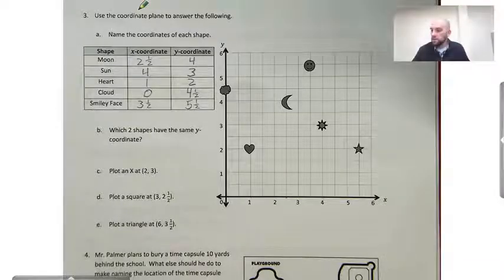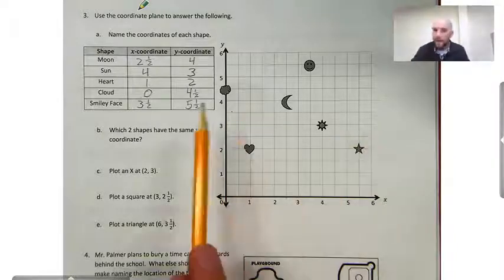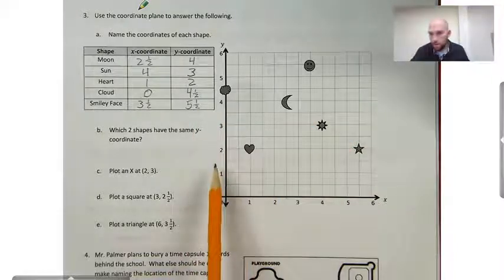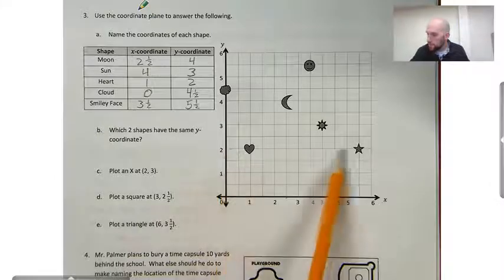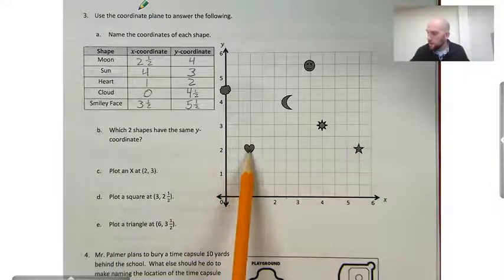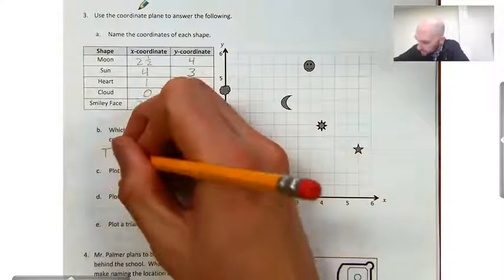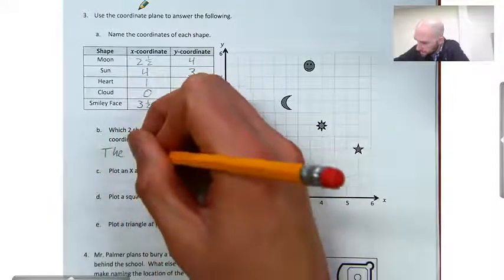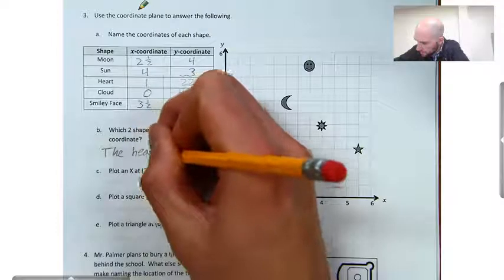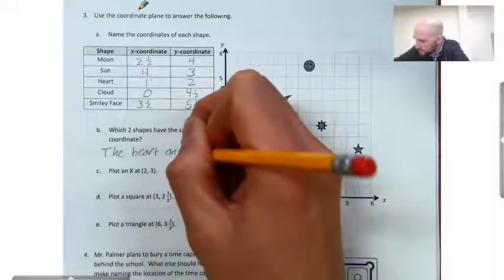Letter B says which 2 shapes have the same y coordinate. So we're going to look for 2 that are on the same line here. And it looks like the only 2 that are on the same line are here on number 2. We have a heart and a star. Those are the heart and the star.